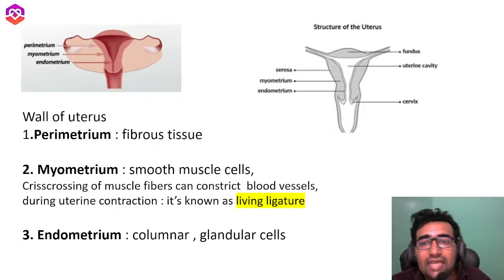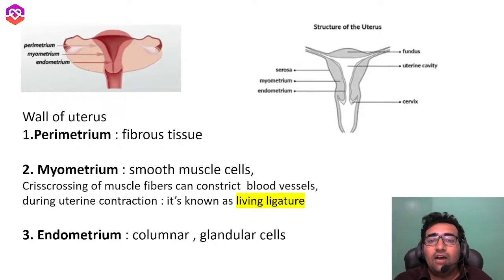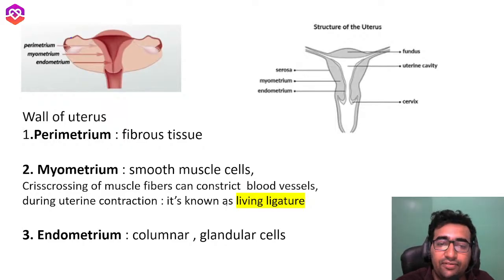Okay. Now a simple concept I want to tell. You know this before, I think. Perimetrium, the outer covering. Myometrium, the muscular middle covering. And endometrium is the inner wall. It has columnar and glandular cells and everything, which shed off during menstruation, you know. Perimetrium is a fibrous tissue and forms the serosa. But myometrium is made up of smooth muscle cells.